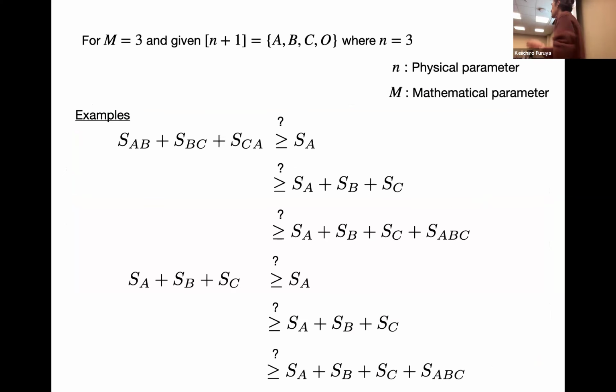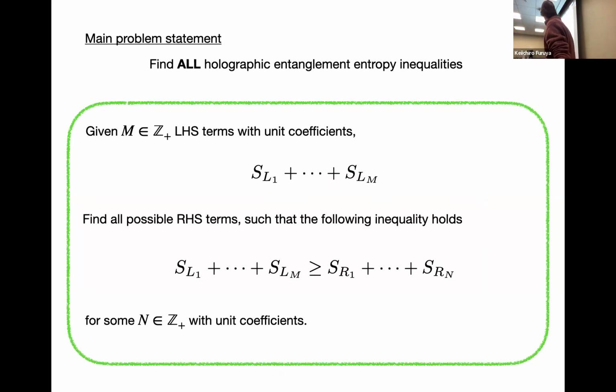So M is the number of terms on the left-hand side? Yes. What about the number of terms on the right-hand side? The capital N. Capital N, yeah. I see. So capital M is the number of terms on the left-hand side, and capital N is the number of terms on the right-hand side. Yeah, exactly. Got it. Thank you. Good.